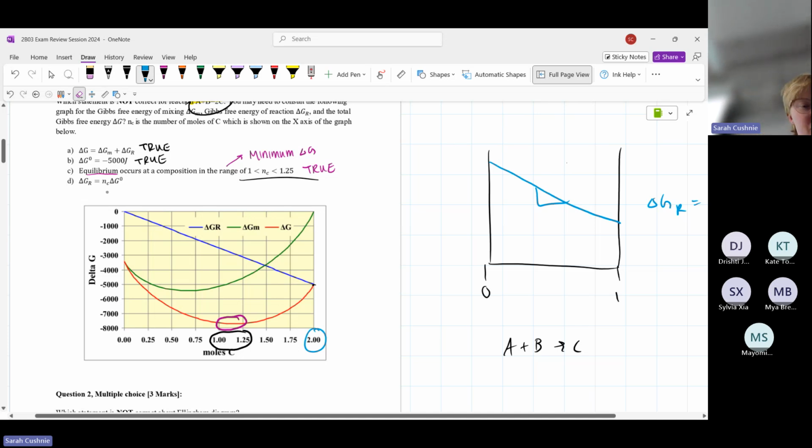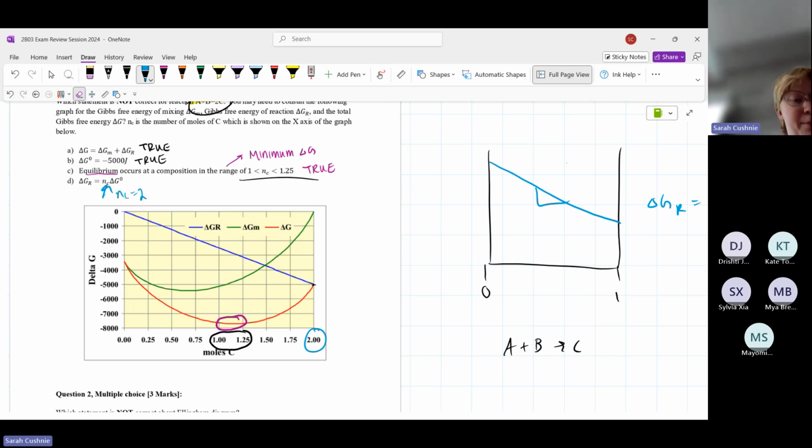So if this were true, let's just take an example. Let's say NC is equal to 2. Now, if we were to plug this in, we get delta G R is equal to 2 delta G naught, which would take us somewhere all the way down here. And clearly that's not true. So therefore, this has to be false, and that's our final answer. Does that make sense? Yes? I'm looking at your face.